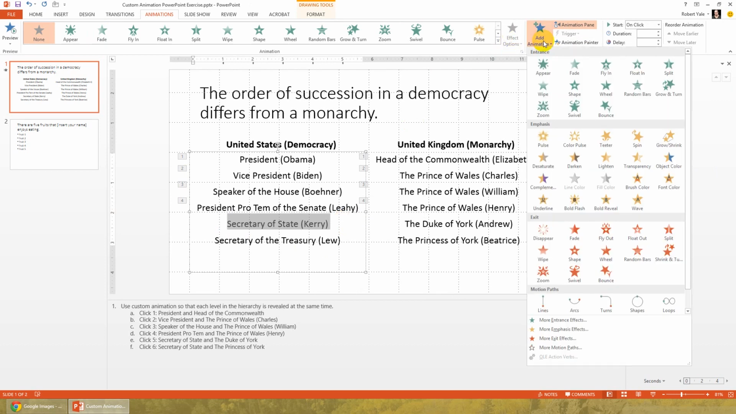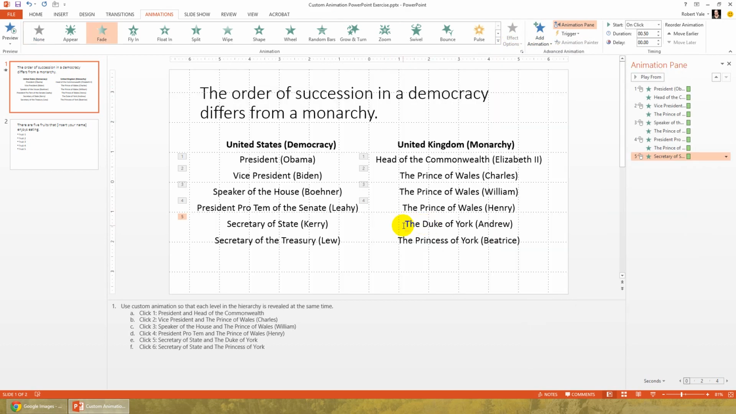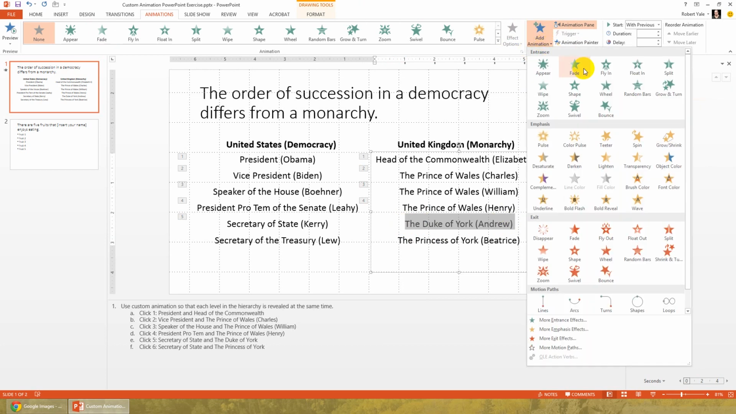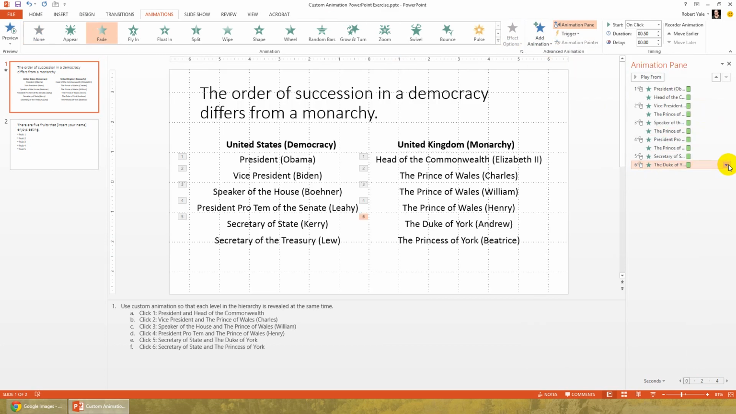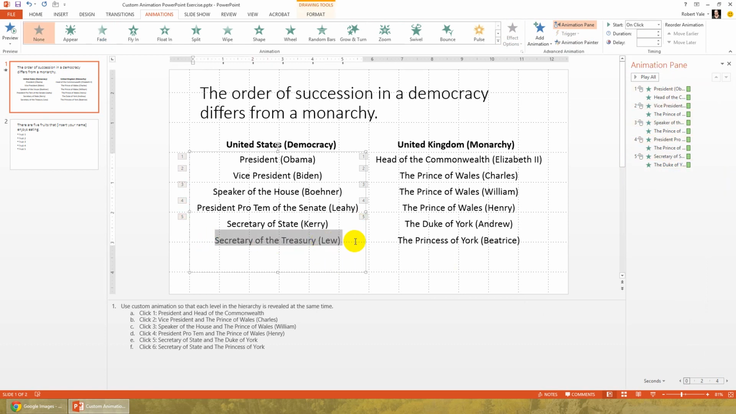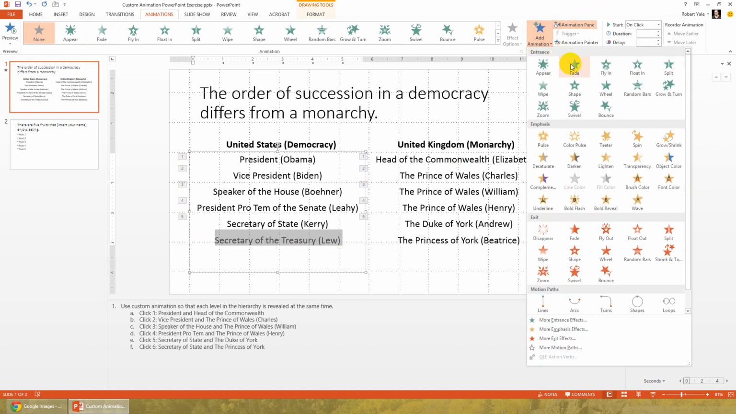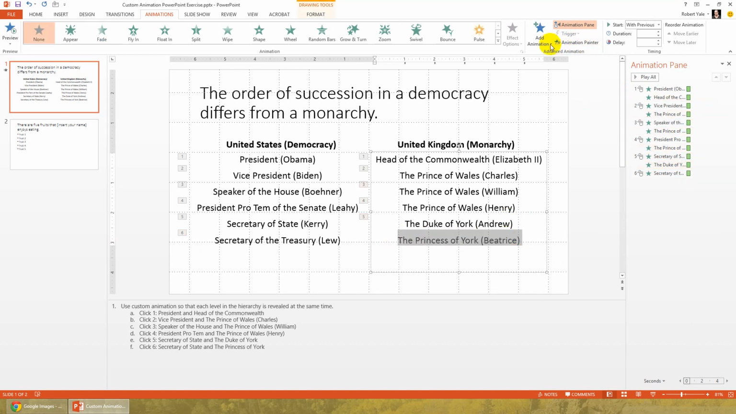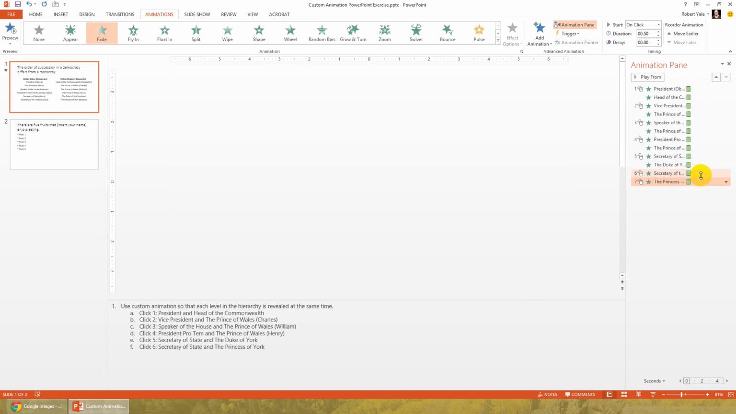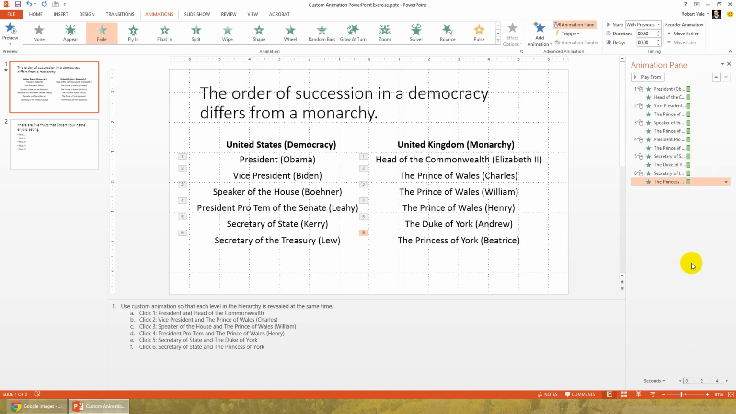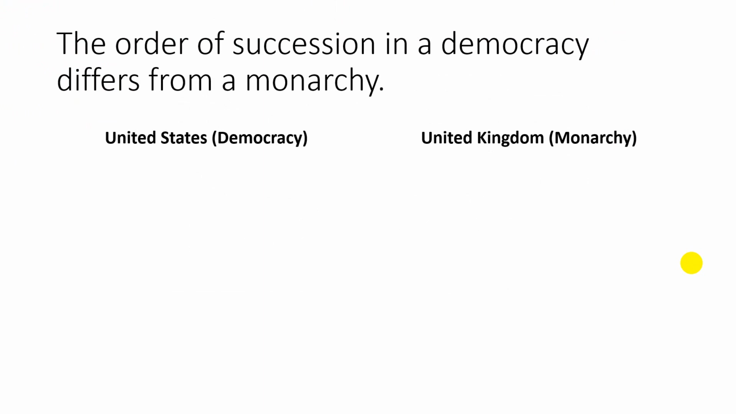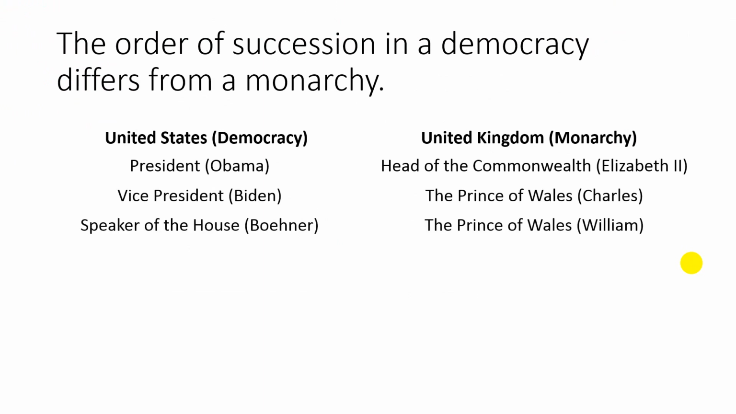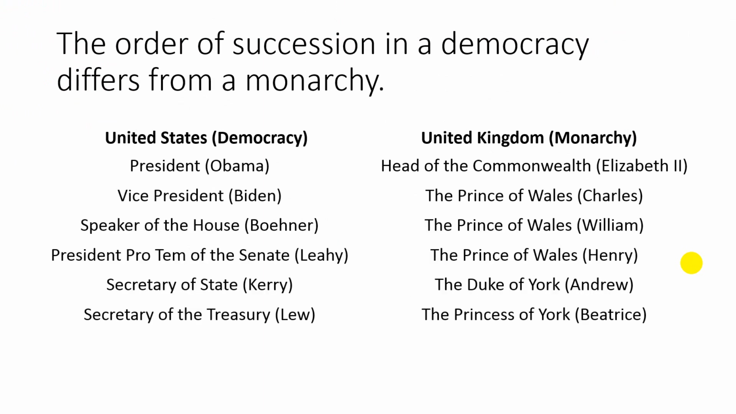Secretary of State, Kerry, and the Duke of York, Andrew. Fade in. Again, we want those to happen on the same click. Start with Previous. Secretary of the Treasury, Lou. And the Princess of York, Beatrice. And again, we want them to happen at the same time. So now, if we launch our presentation, we can see that our animation is working exactly as we want it to. Click 1, 2, 3, 4, 5, 6.